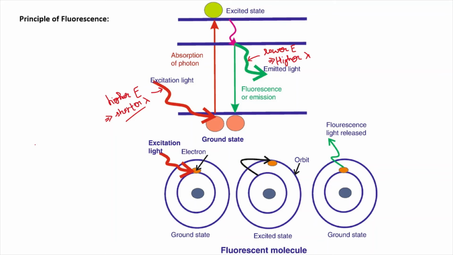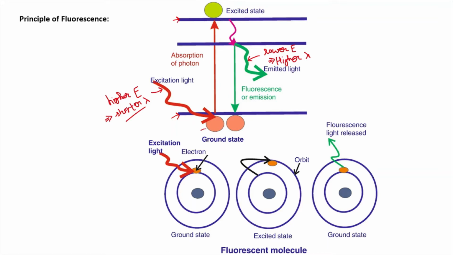Hello everyone. So today we are going to discuss fluorescence microscopy. Now before the discussion of fluorescence microscopy, let us first look at the principle of fluorescence. What happens in fluorescence? So first you can notice that there are some energy levels. This is the ground state energy level in an atom and these two are the excited energy levels, right?